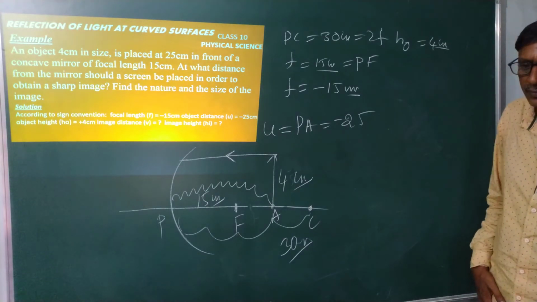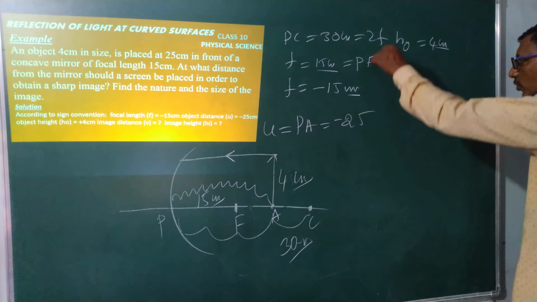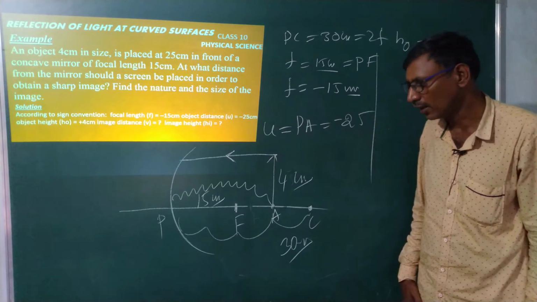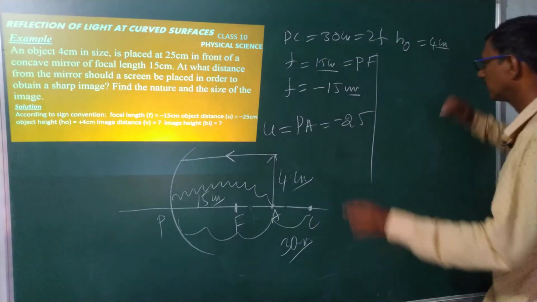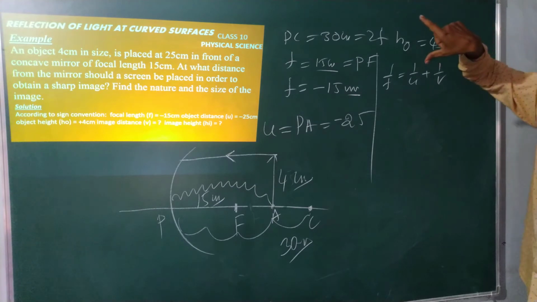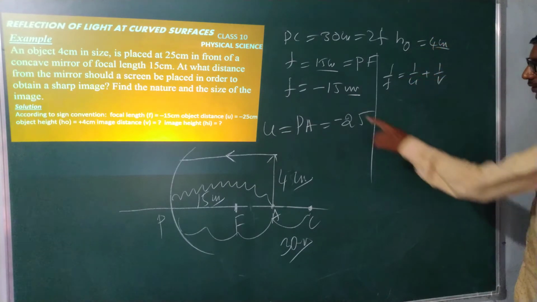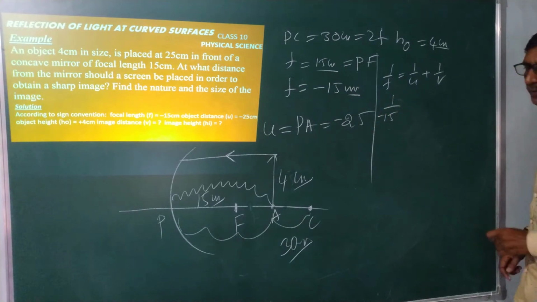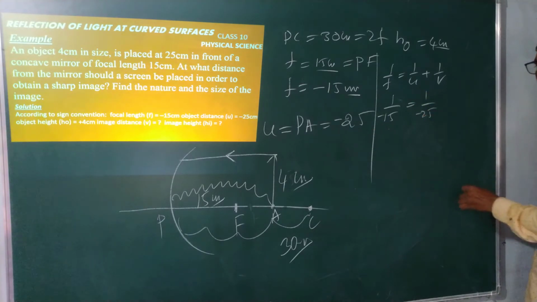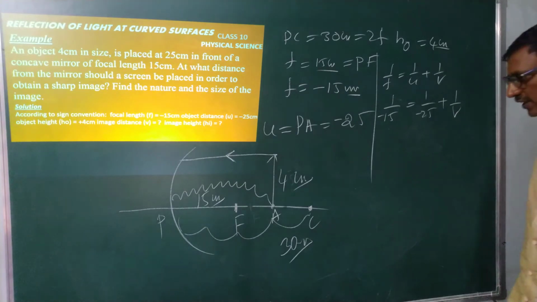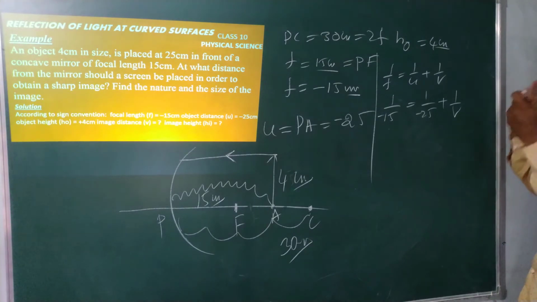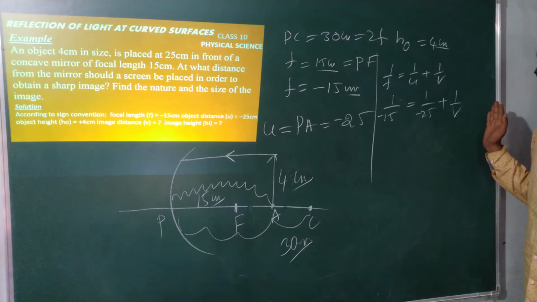Now using the mirror equation, I would like to find the size of the image and the distance from the pole to the image. 1 by F is equal to 1 by U plus 1 by V. We already studied this mirror equation, in which I know F. My F is 1 by minus 15, that is equal to 1 by my object distance, minus 25, plus 1 by V. I don't know the distance from image to pole, I don't know the distance, that's the reason I'll leave it as it is.